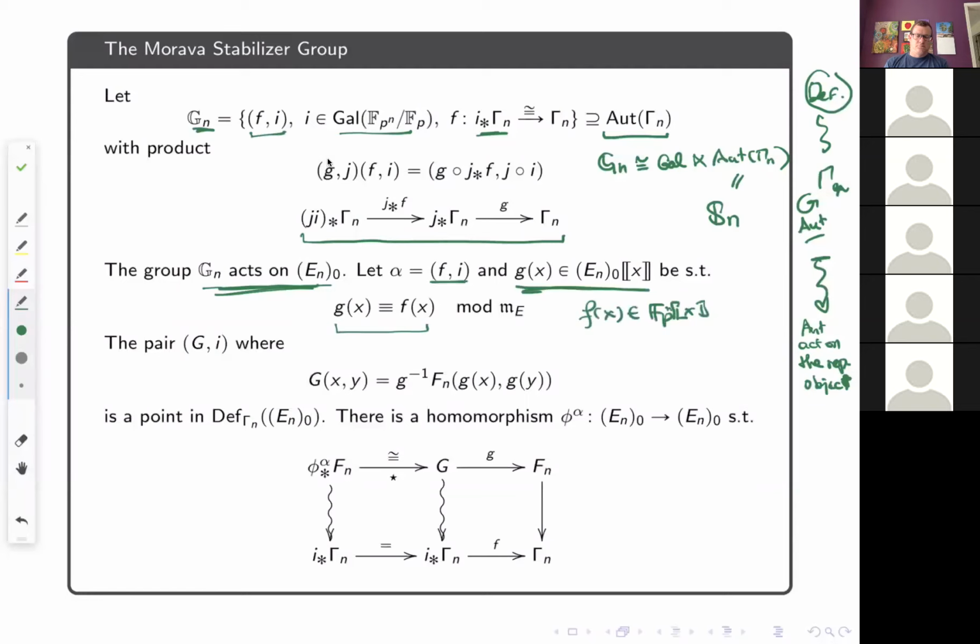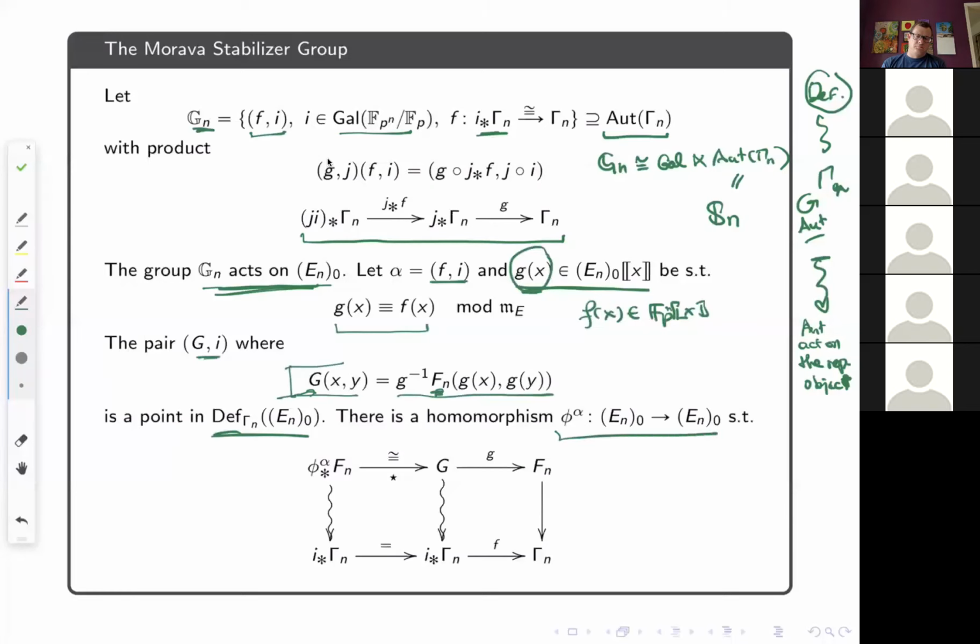Okay. So you pick a lift, okay? It might not be the right lift, it's just some lift, okay? But now if you look at this pair here, if you let G be this thing, so you have your lift G and you just conjugate Fn by this G, then this G of x is going to be a point in the deformations of gamma n over En0. Okay, so this thing is a deformation.